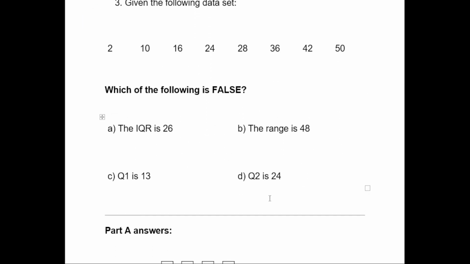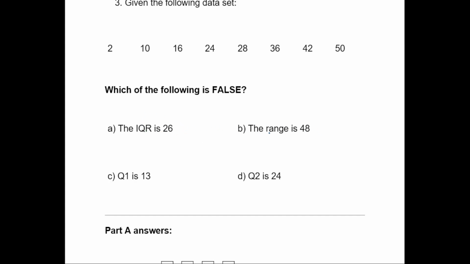Question 3, given the following data set, which of the following is false? So read this question carefully. It's asking which one is false. A, the IQR is 26. To find that, we're going to need to figure out what Q3 and Q1 are. So maybe we'll save that one for later, okay?